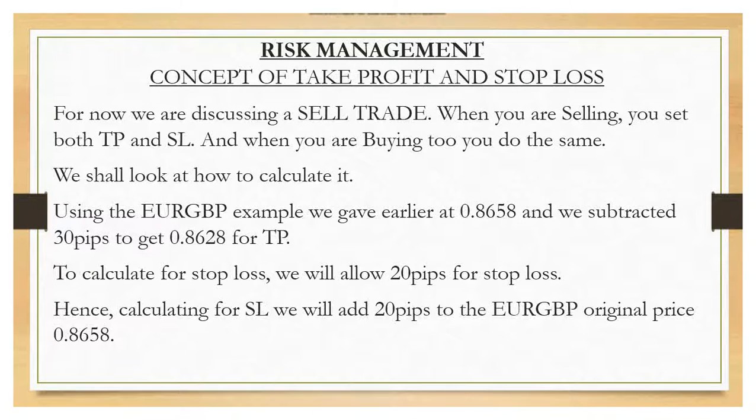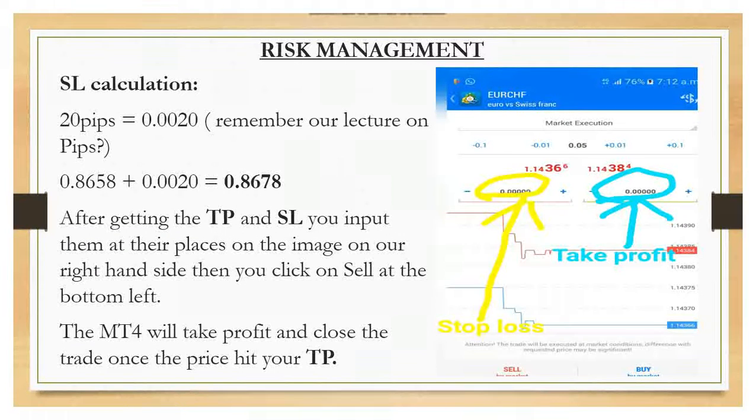So you can see that in the stop loss for a sell trade, we are adding the stop loss pips instead. So stop loss calculation, 20 pips equals 0.0020. So the workings: 0.8658 plus 0.0020 equals 0.8678.